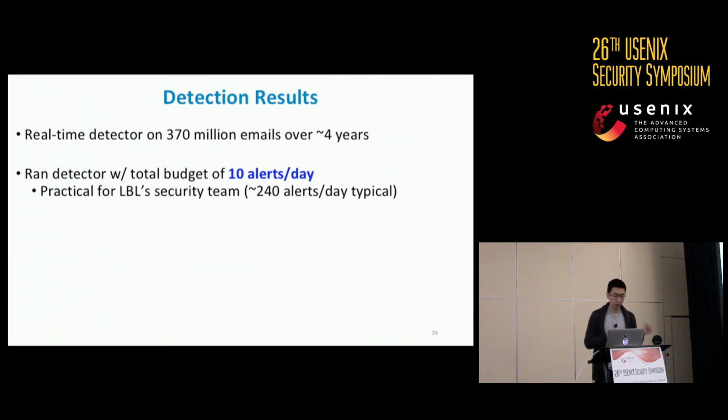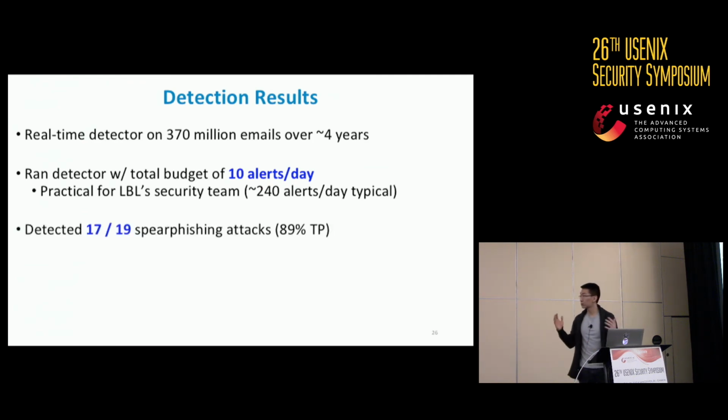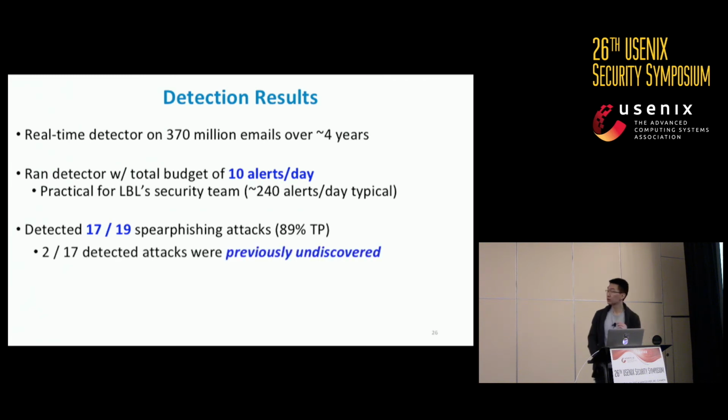So we said, great. We took our real-time detector, we used 10 alerts a day as the budget, and how did it do? Well, it actually performs quite well. We discovered that there were 19 spearphishing attacks, some of which succeeded in stealing credentials, others of which failed, but the user ended up clicking on the link and didn't go through with it. We talk about how we derived ground truth for those 19 in the paper. But out of those 19 spearphishing attacks, we were able to detect 17 of them. So that's an 89% true positive rate. And what's really cool is that among the 17 attacks we detected, 2 were previously unknown to LBL prior to our work. So we're able to detect these novel attacks, which is really cool.